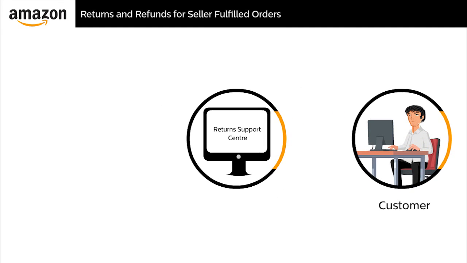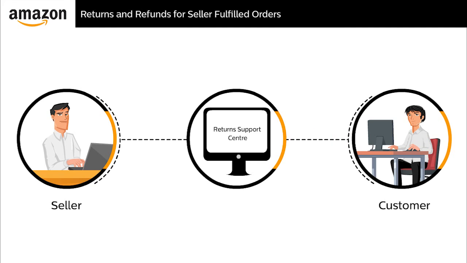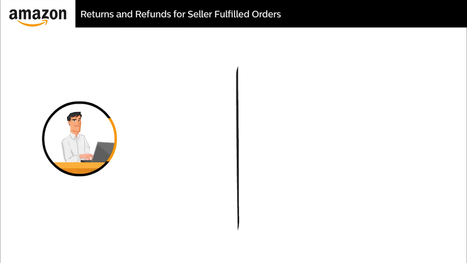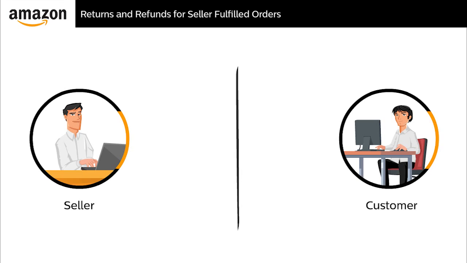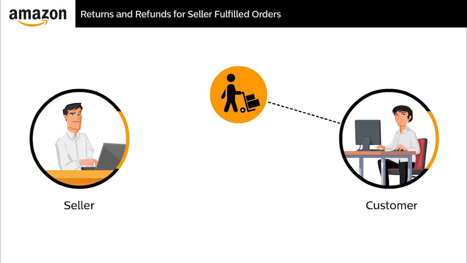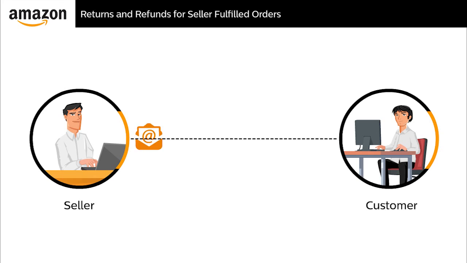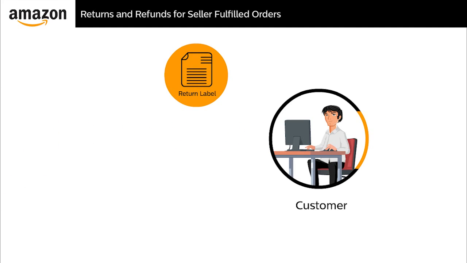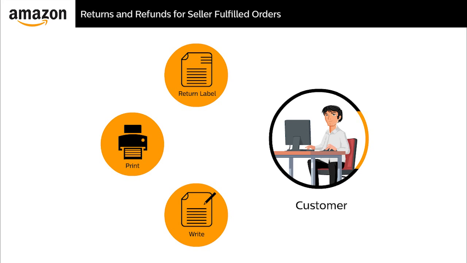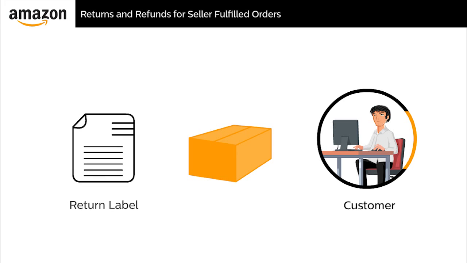A customer can use Returns Support Center to return one or more items in an order. Once you receive the return confirmation from the customer, you can straightaway allow the customer to schedule a return pickup. The customer will simply need to specify the date and time of pickup. You can immediately send an email to the customer with the return label and instructions on how to return the item. The customer can either print and paste the return label on the package or can write the seller's return address and return authorization number on a piece of paper and paste it onto the return package.